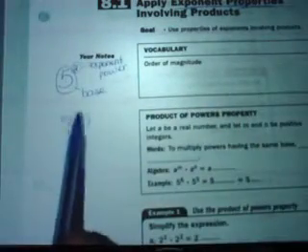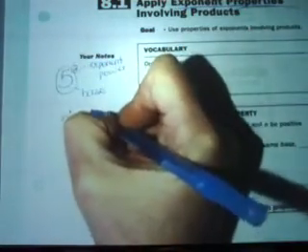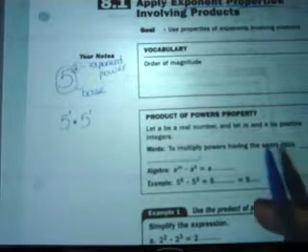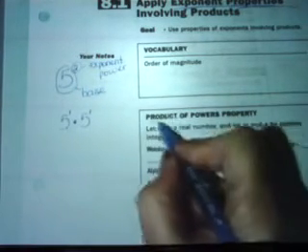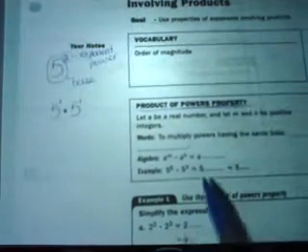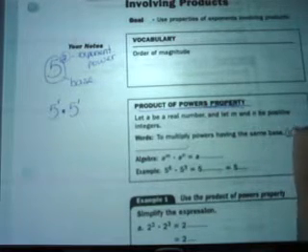Well, where did we get this squared from? Because really, looking at this, I don't see a 2 anywhere, other than though I'm multiplying the same base. Okay? Anytime you have a number, there's always an imaginary exponent of 1 with it. Even though we don't write it, it's there. But this leads us to the product of powers property, which states that to multiply powers having the same base, you add the exponents.